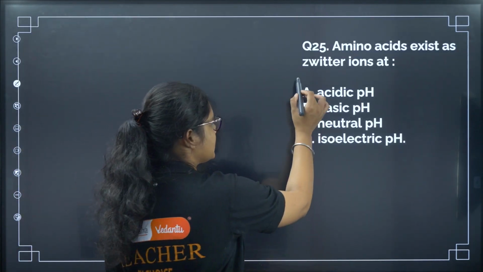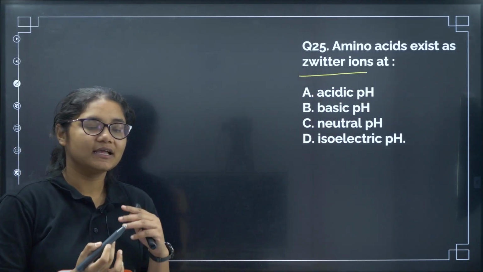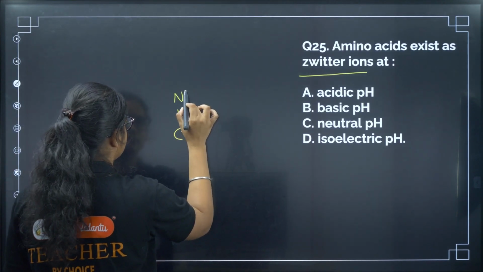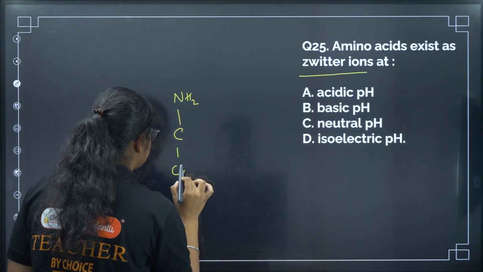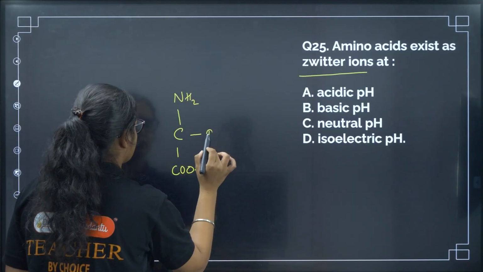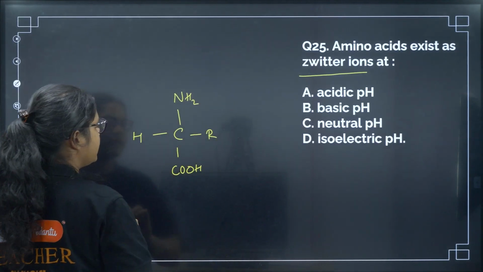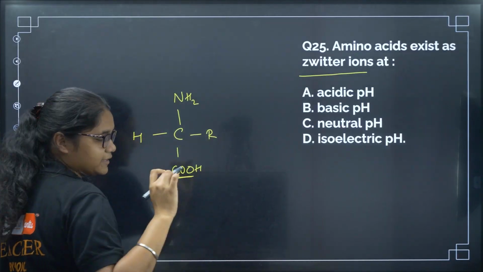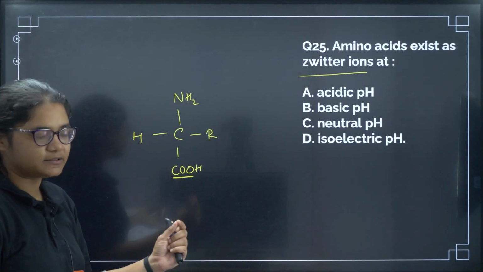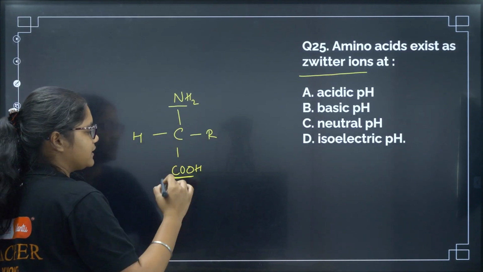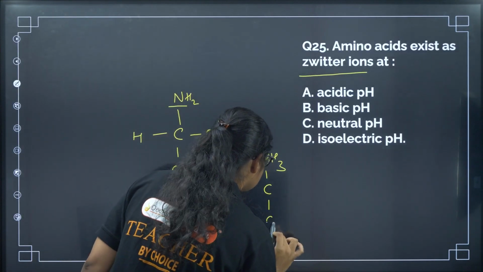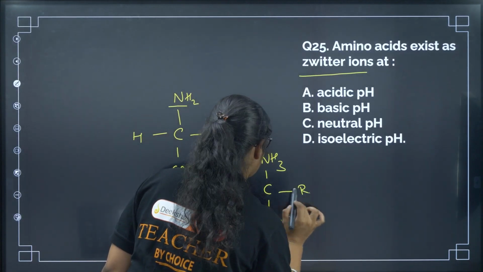Amino acids exist as Zwitter ion. So what are Zwitter ions? What is the general structure of an amino acid? We have one NH2, we have a COOH group, then we have the R group, and then we have H, right? In a Zwitter ion, at a particular pH, COOH can give an H plus, and NH2 can accept one H plus, and the molecule exists in this form: NH3 plus, COO minus, R and H.